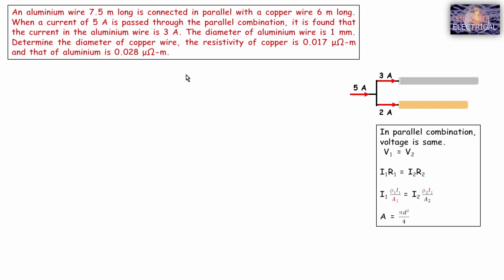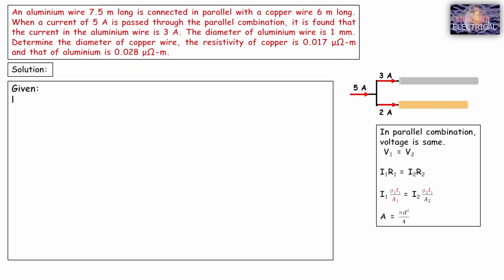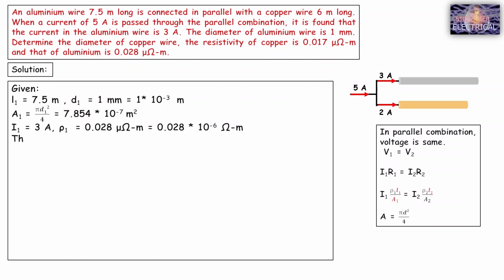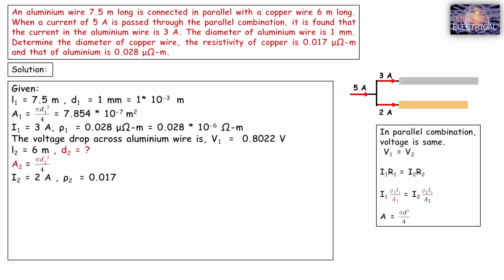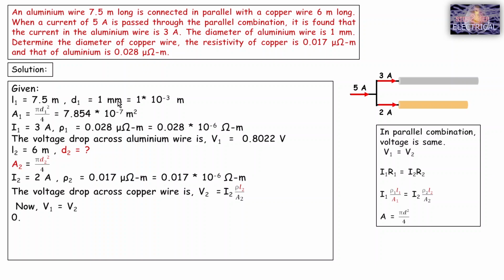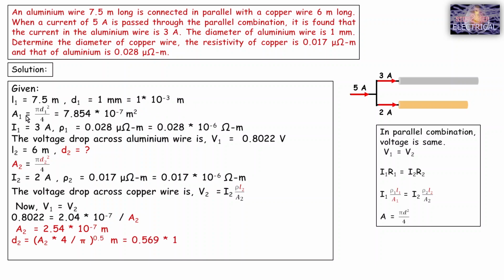So let's solve. Here the given is, first of all we will write all the givens. For aluminium wire I have supposed a subscript 1, and for copper I have assumed subscript 2. So for aluminium, length L1 is 7.5 meter, diameter D1 is 1 mm, and we have to change it into SI unit, so it is 1 into 10 to the power minus 3 meter. A1 is pi D1 square by 4, that is 7.854 into 10 to the power minus 7 meter square.